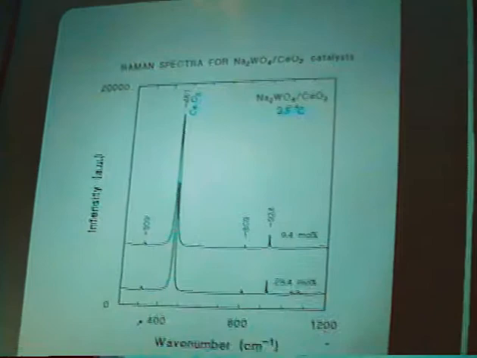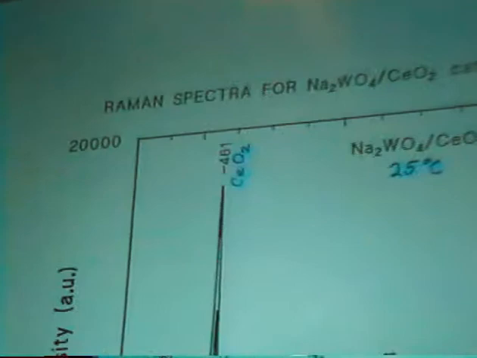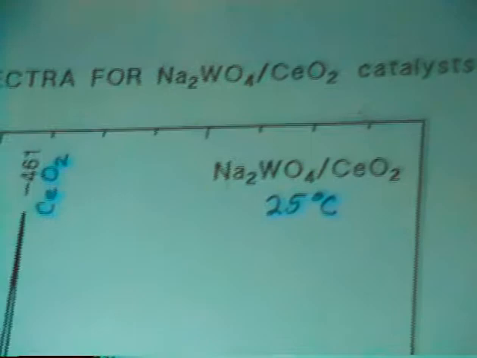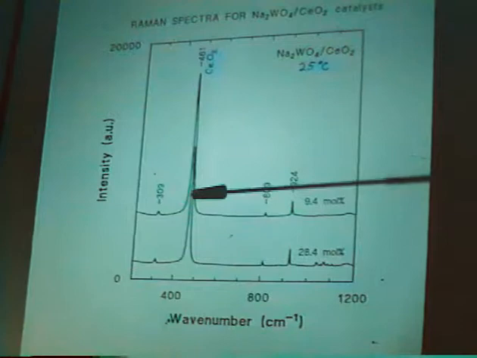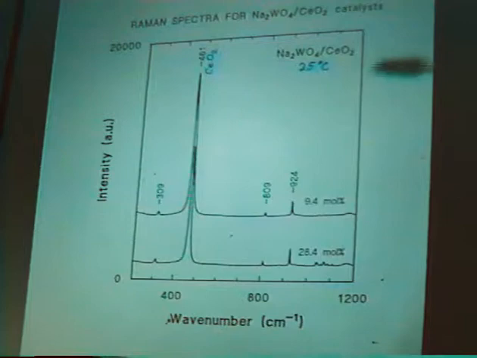And this is the samples containing 9 mole percent and 28 mole percent sodium tungstate on cerium oxide. This spectrum was taken at room temperature, and one additional band, which did not appear in the pure sodium tungstate, is due to cerium oxide. So under these conditions, by Raman spectroscopy, we are sampling the cerium oxide.